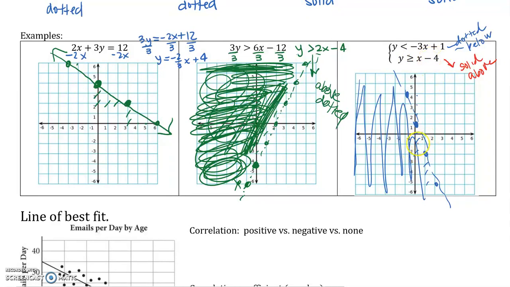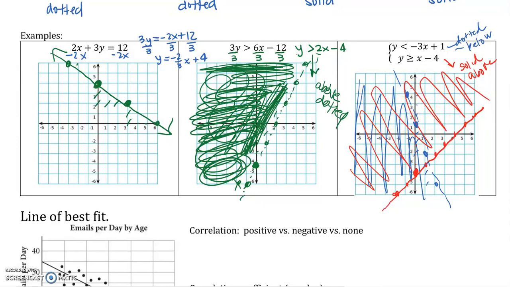So I start at negative 4. 1, 2, 3, 4. My slope is not x, my slope is 1. So that means I just go up 1 over 1, up 1 over 1, up 1 over 1, up 1 over 1. I go down 1, backwards 1, like this. I'm a solid line, so connect my dots in a solid fashion. And I'm going above the line.